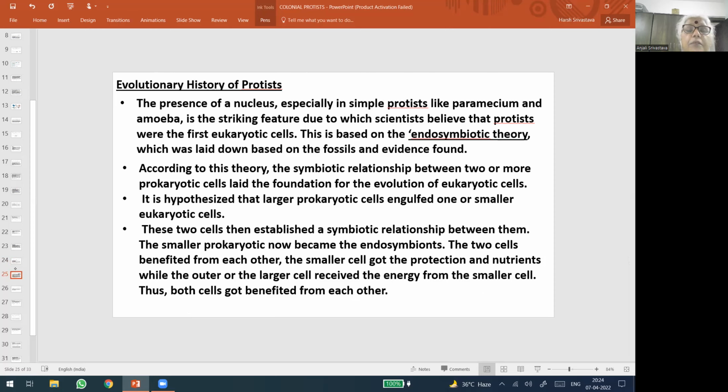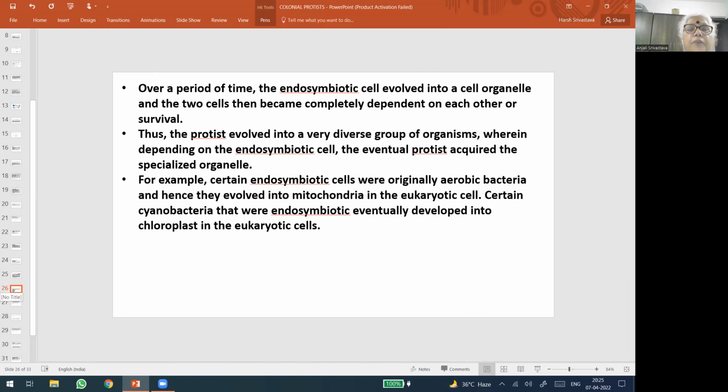Now, this evolutionary history of protists that we have seen, the endosymbiotic theory, shows how, through endosymbiotic relationships, unicellular organisms may have evolved into multicellular organisms. This theory is based on the endosymbiotic relationship, which was laid down based on fossil and other evidence. The endosymbiotic theory has received a lot of support, and this theory supports that unicellular protists might have given rise to the multicellular organism, of course in a number of different ways. So the endosymbiotic theory and the common ancestor theory both have support.